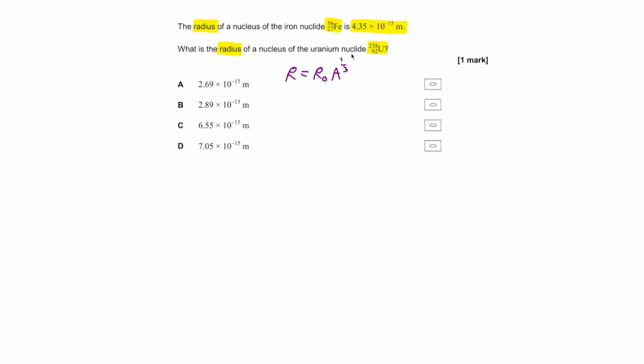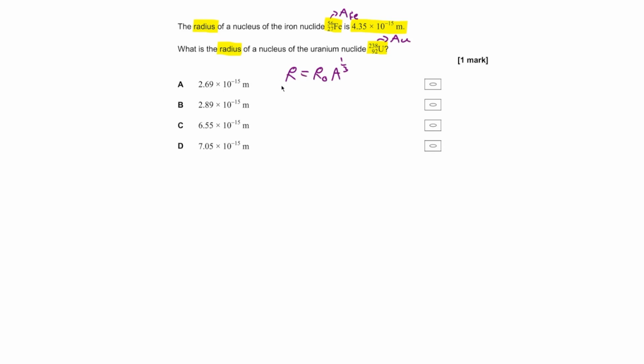A relevant equation is given by R is equal to R naught multiplied by A to the power of a third, where A is the nucleon number, which in this case is 56 and 238, and which I've labelled A subscript Fe for iron and A subscript U for uranium, respectively. And R naught is some standard radius, which is usually 1.2 femtometers. However, we're not given that in this question, and so can't use it.